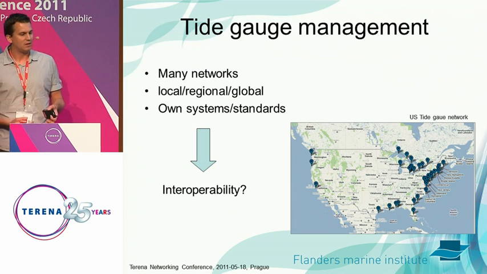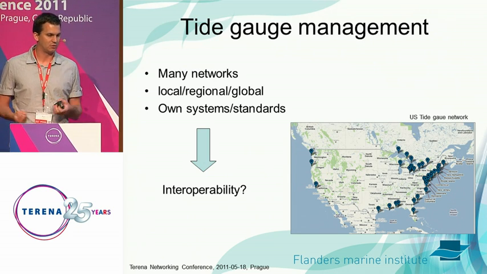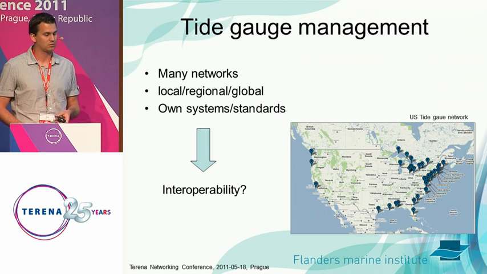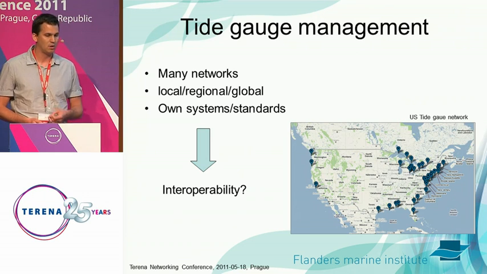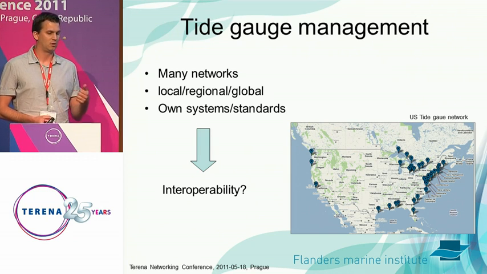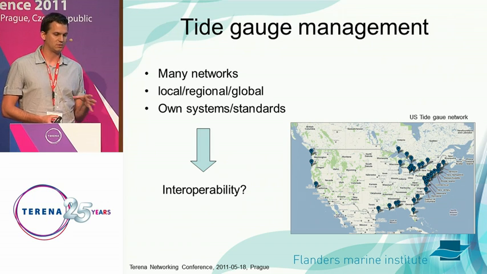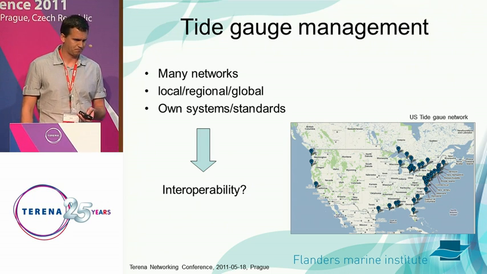Now those tide gauges are managed in a certain way. There are many networks that have tidal gauges. Usually they are grouped by a country, by a region, or even on a global level. Usually it's a local thing, so by country. On the right-hand side, you see all the stations from the US.